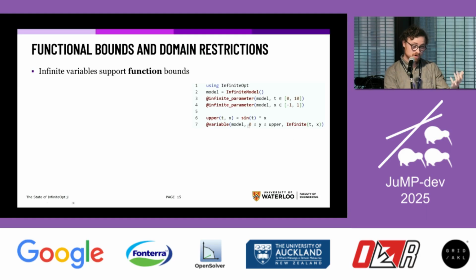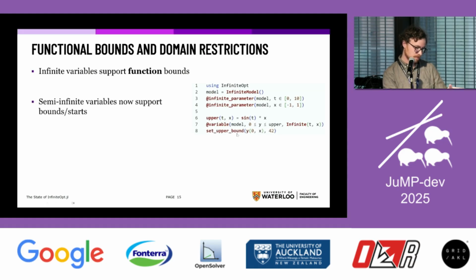So we've overhauled how we handle that, so you can now specify arbitrary Julia functions for bounds or start values. And with restricted variables, you can do that as well.